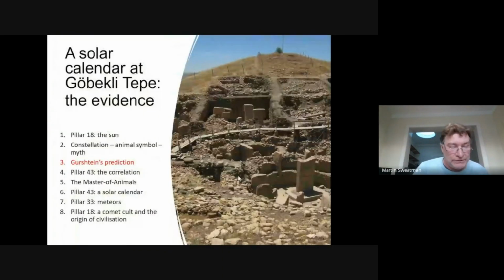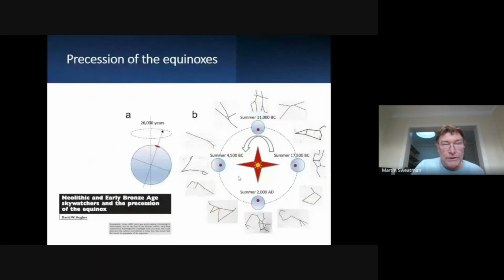So now let's move on to consider the prediction of a Russian astronomer, Alexander Gerstein. He was a professional astronomer and a historian of science, and unfortunately he died a few years ago. Nevertheless, he published a couple of papers about 30 years ago that predicted what I think we are seeing at Gobekli Tepe. But first, just before I talk about his work, let's first consider this article by Hughes from 2005.